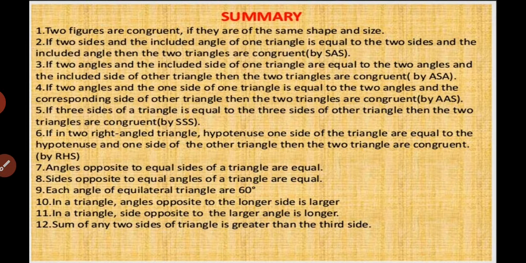Next, angles opposite to equal sides of a triangle are equal. Sides opposite to equal angles of a triangle are equal. Each angle of an equilateral triangle is 60 degrees. In a triangle, the angle opposite to the longer side is larger. In a triangle, the side opposite to the larger angle is longer. The sum of any two sides of a triangle is greater than the third side.